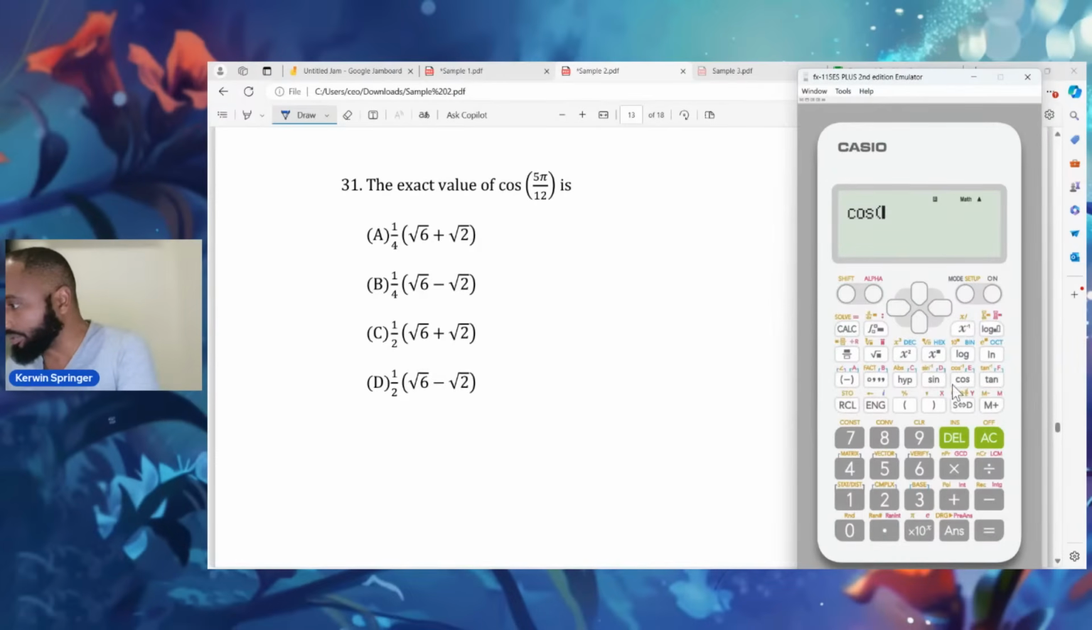Cos of 5 pi on 12, and I'll show you all how to do the long way already. Make sure you calculate in radians. It is root 6 minus root 2, a quarter of it.